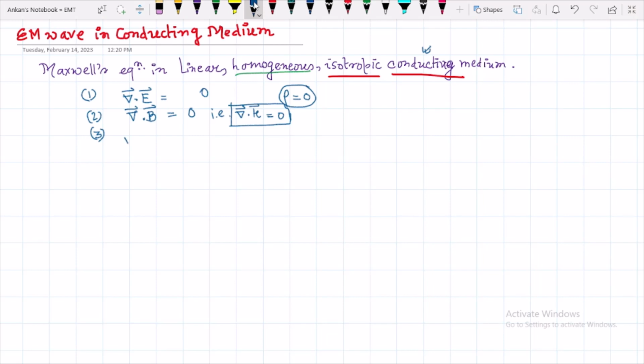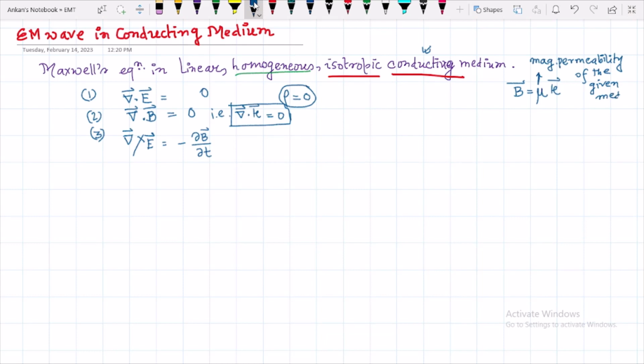The curl of the electric field. Curl of electric field is equal to minus del B del T, which is the differential form of Faraday's law. Now again we know that for a magnetic sample, the magnetic induction vector is equal to mu into H, where mu is the permeability, the magnetic permeability of the given medium.